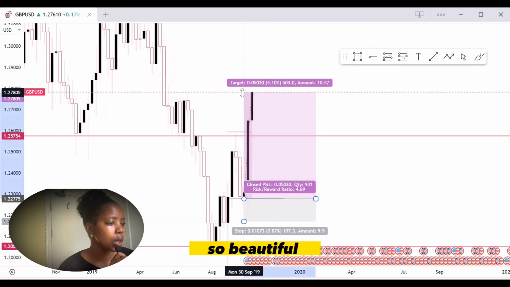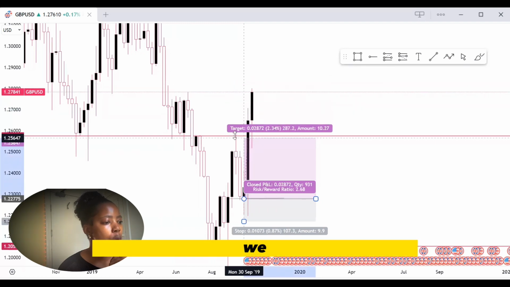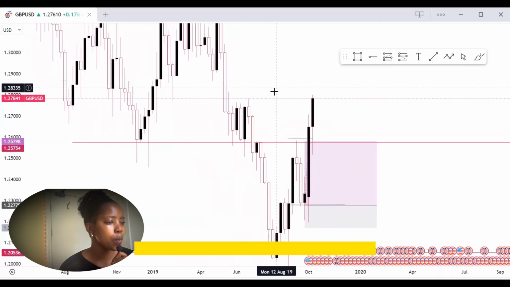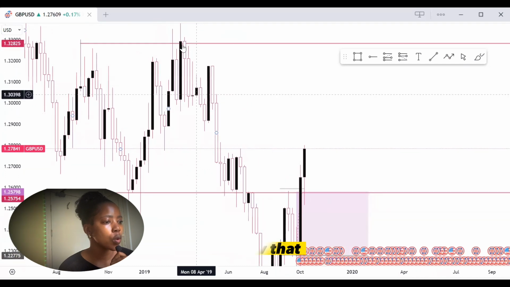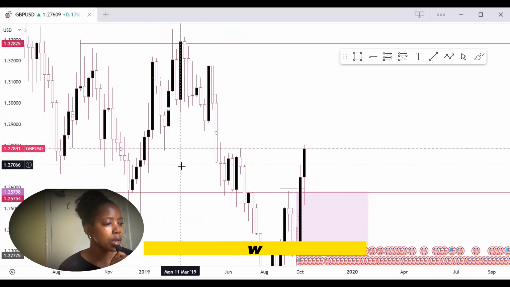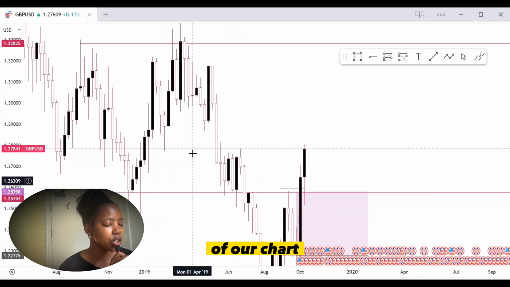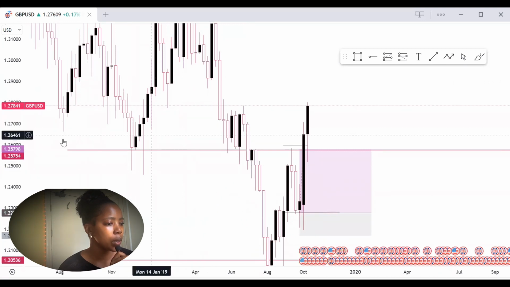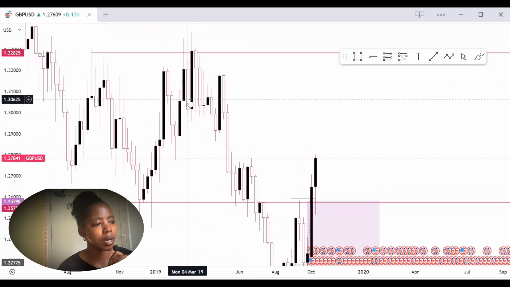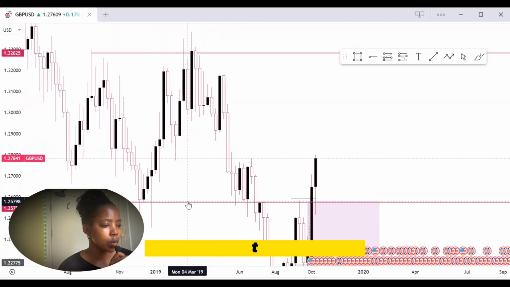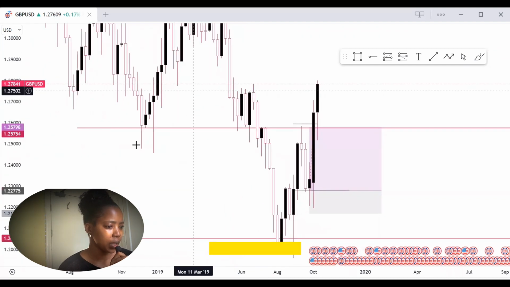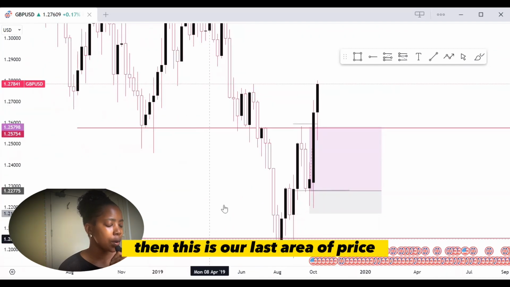Just look at this movement, you guys. So beautiful. 4%. We were not looking at any time frame. We looked at one time frame. We saw that this is our first high. We saw where's the middle of our chart. We saw that, okay, this is the equilibrium because this is the half, or you can use a ruler if you're not confident, then you can have that level there. Then this is our last area of price.